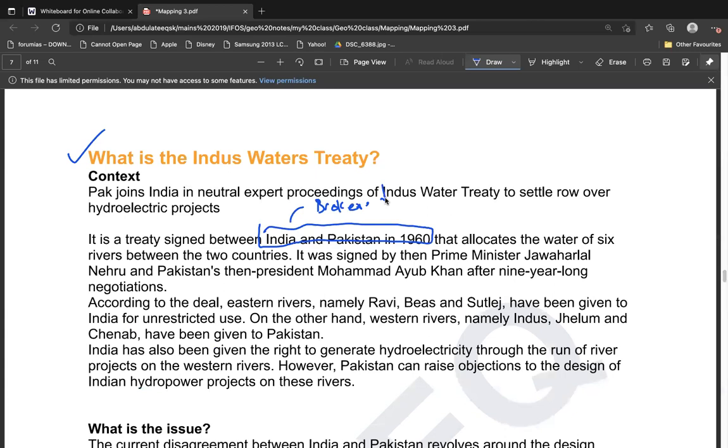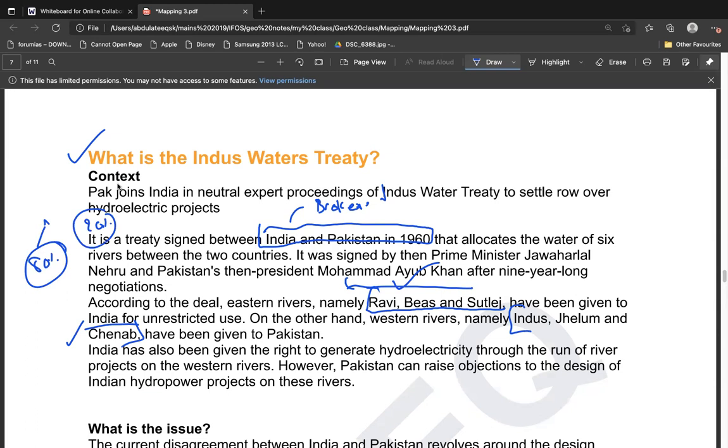So India said, no, Pakistan, do not worry. We are not that kind of country. So let's make a deal. The eastern rivers, Ravi, Beas, and Sutlej, are ours, and the western rivers like Indus, Jhelum, Chenab are yours. So they made a deal. All these three rivers are ours, and all these three rivers are yours. That means 80% of the water has been given to Pakistan, and 20% has been given to India.